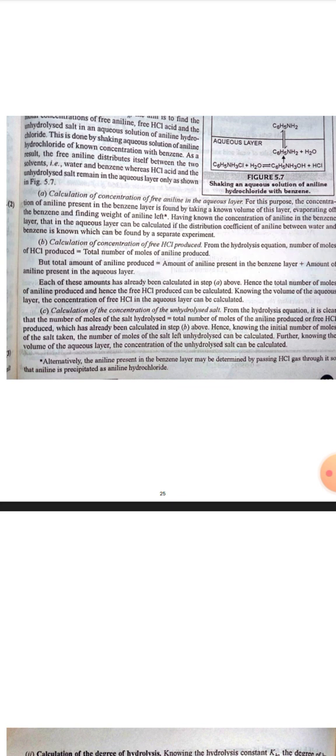Step C. Calculation of concentration of unhydrolyzed salt. From the hydrolysis equation, the number of moles of the salt hydrolyzed is equal to the total number of moles of aniline produced or HCl produced, which has already been calculated in step B above. Hence knowing the initial number of moles of the salt taken, the number of moles of the salt left unhydrolyzed can be calculated. Further, knowing the volume of the aqueous layer, the concentration of unhydrolyzed salt can be calculated.